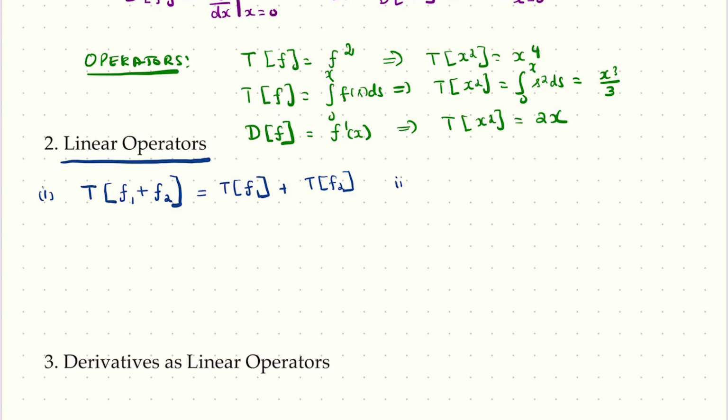The second condition is the following: if you have an alpha that you're multiplying with a function and you operate on it, and what happens is that it turns out to be alpha times T f, right? And here alpha is a constant. Alpha is a constant or a scalar, whatever you want to call it, right? If these two properties are satisfied, we call this operator T a linear operator, and that's very, very important. That's a wonderful property that we will make good use of.